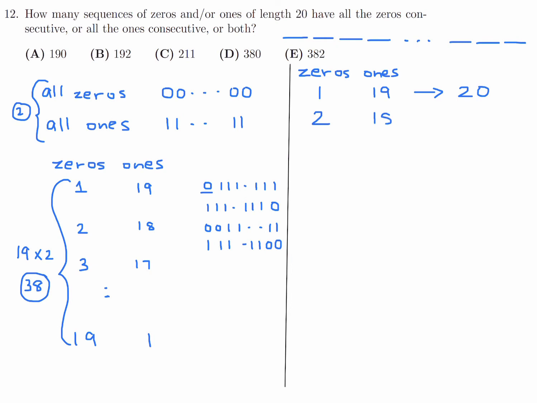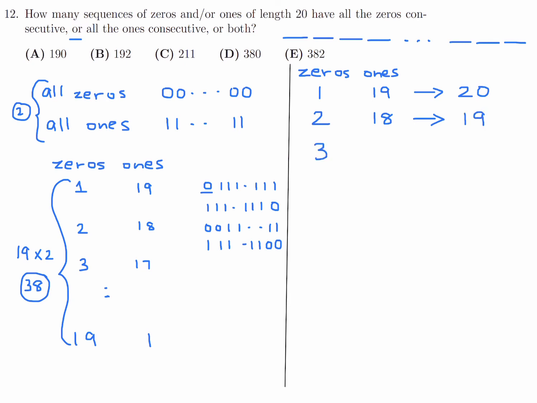zeros, 18 ones. The zeros can go here, or the zeros can go here. The zeros can go here, and so on, right? Because notice the question says that all the zeros or all the ones. The zeros and the ones don't all have to be consecutive, because if that was the case, this would be the only ones. They say 0 or the ones. So that's why this has now 19.